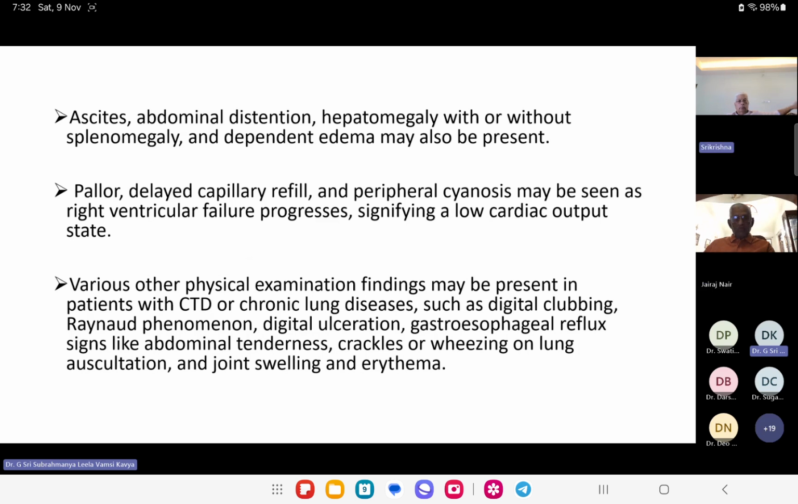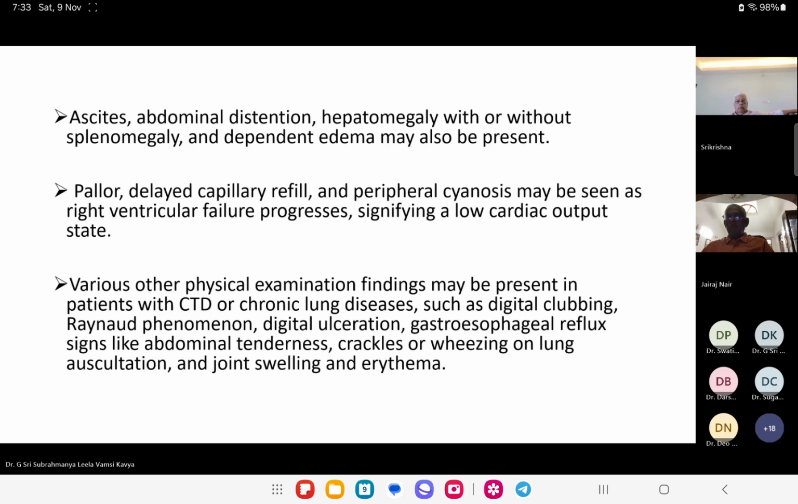Pallor, delayed capillary refill, and peripheral cyanosis may be seen as right ventricular failure progresses, signifying a low cardiac output state. Various other physical examination findings may be present in patients with connective tissue disorders or chronic lung diseases such as digital clubbing, Raynaud's phenomenon, digital ulceration, gastroesophageal reflux signs like abdominal tenderness, crackles or wheezing on lung auscultation, and joint swelling and erythema.